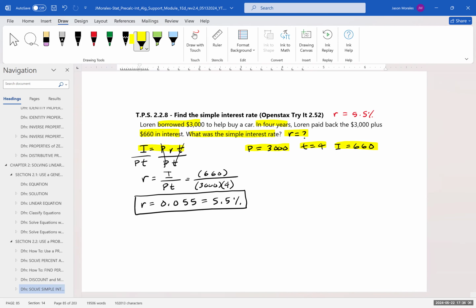So again, we use I equals PRT, but since we're solving for R, I wanted to solve for R symbolically in the equation. So I divided both sides by principal and time. And what you do to one side, you have to do to the other. So on the right-hand side, principal and time canceled out, leaving me with just rate. And on the other side of the equation, we have interest divided by principal times time. So when we plug in those values into a calculator, you should get a rate of 5.5%.